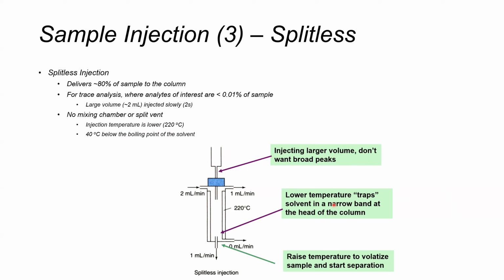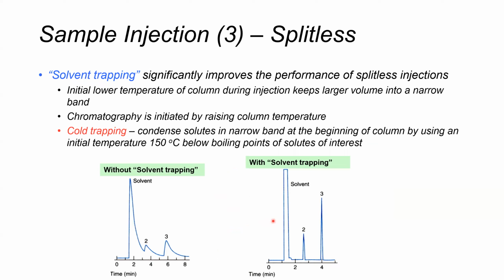The lower temperature traps the solvent in a narrow band at the head of the column, and then we raise the temperature down here to volatilize the sample and start separation. Solvent trapping significantly improves the performance of splitless injections. The initial lower temperature of the column during injection keeps the larger volume in a narrow band. Chromatography is initiated by raising the column temperature, which volatilizes the analyte. Cold trapping is then used to condense the solutes in a narrow band at the beginning of the column by using an initial temperature 150 degrees below the boiling points of the solutes of interest.